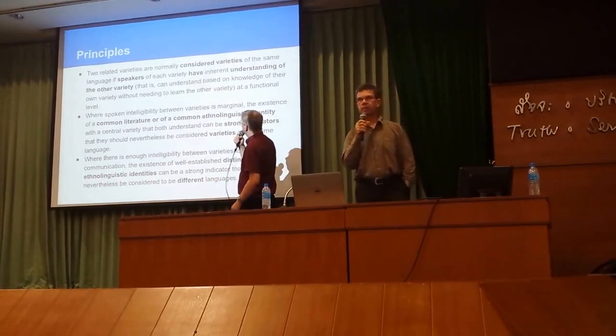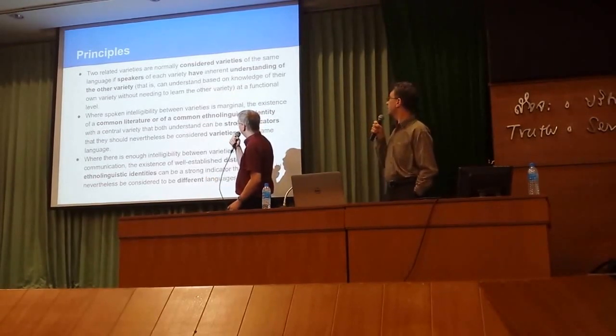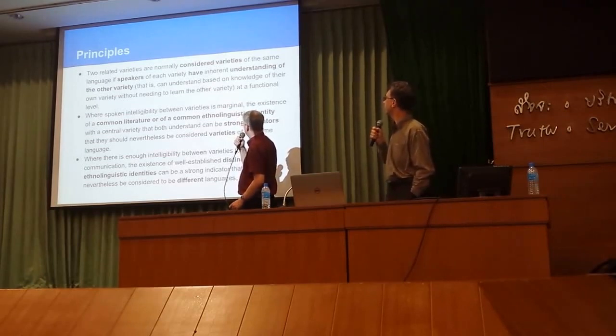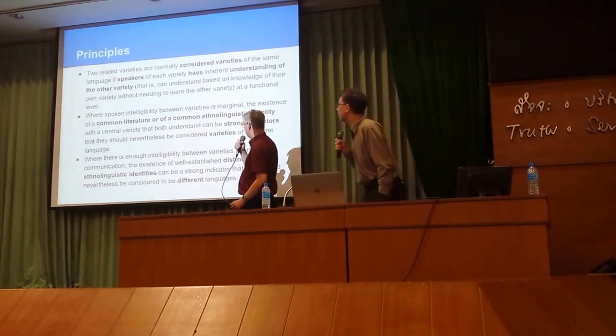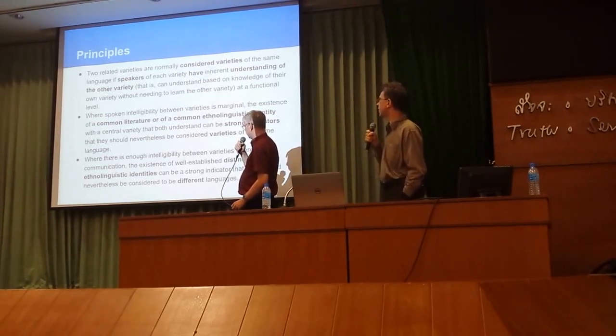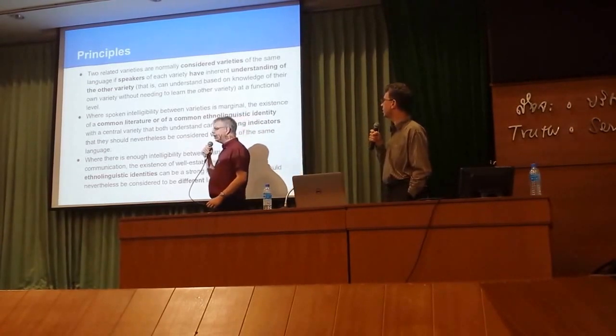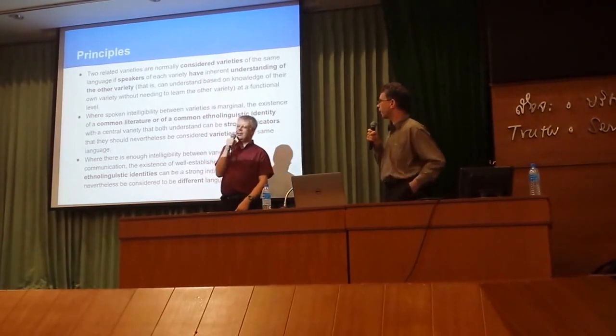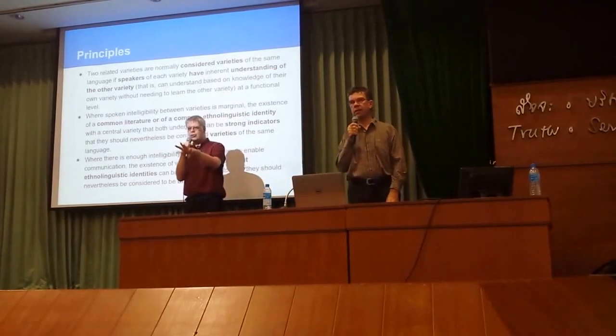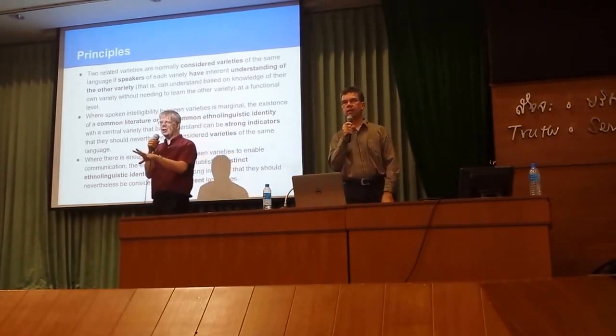So, they consider varieties if they've got an inherent understanding of the variety. Common literature probably means that they're the same variety, or varieties of the same language, they're not separate languages. But if they've got distinct ethno-linguistic identity, then maybe they're a separate language. So it's a trick. I mean, you know this. It's tricky working out what's a separate language, and they're trying to do that.